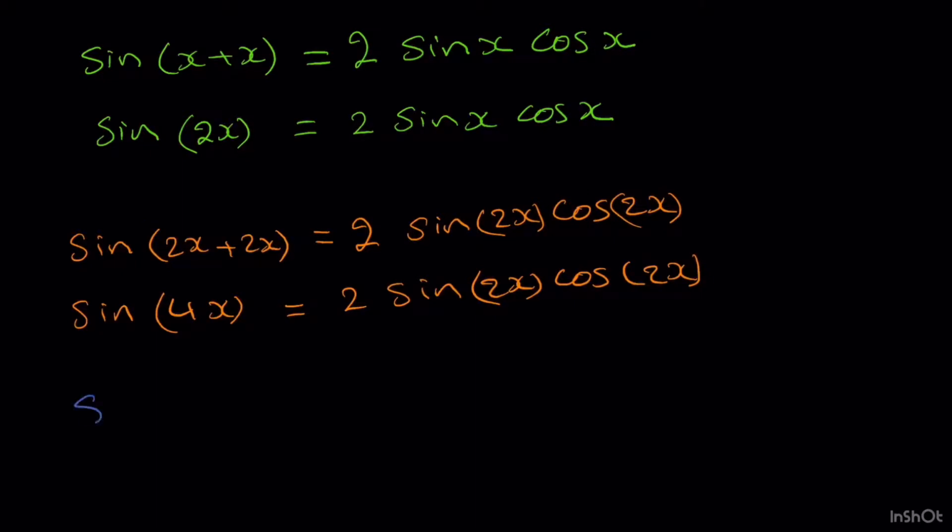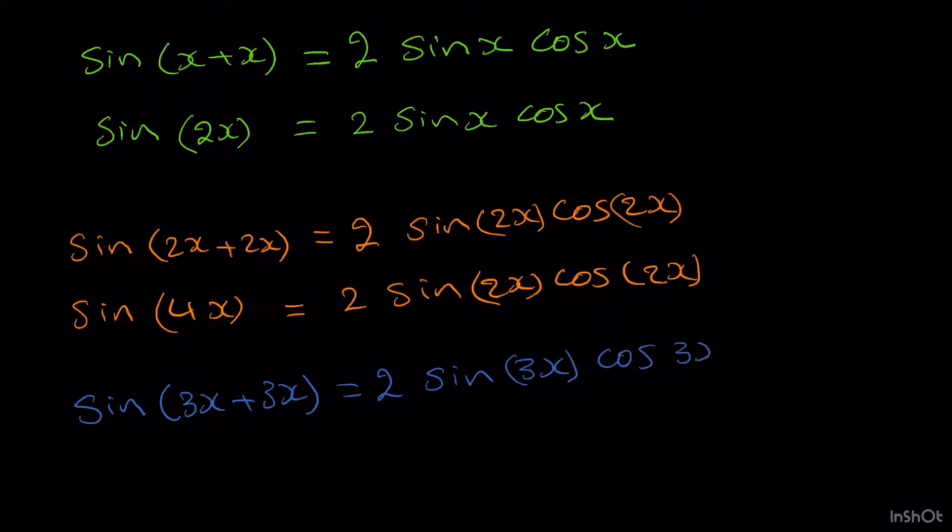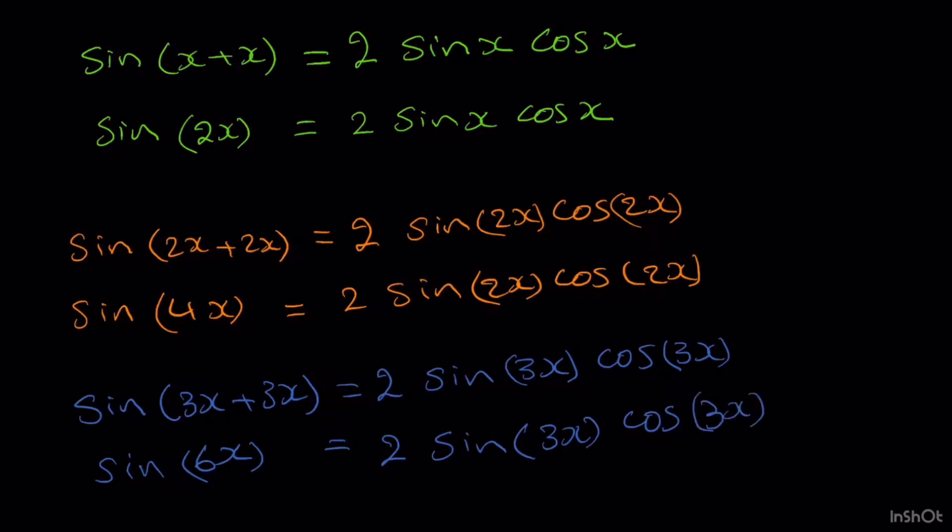The next one is sine 3x plus 3x. In this case, it's going to be 2 sine 3x cosine 3x. And that will add up to 6x. So sine 6x equals 2 sine 3x cosine 3x. Okay, and so on. Yeah, and add another one.